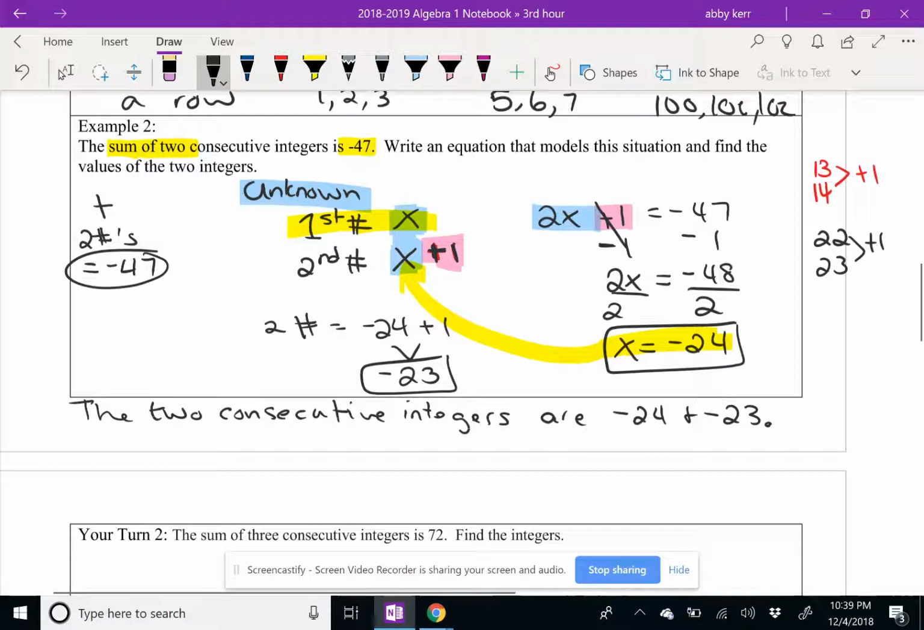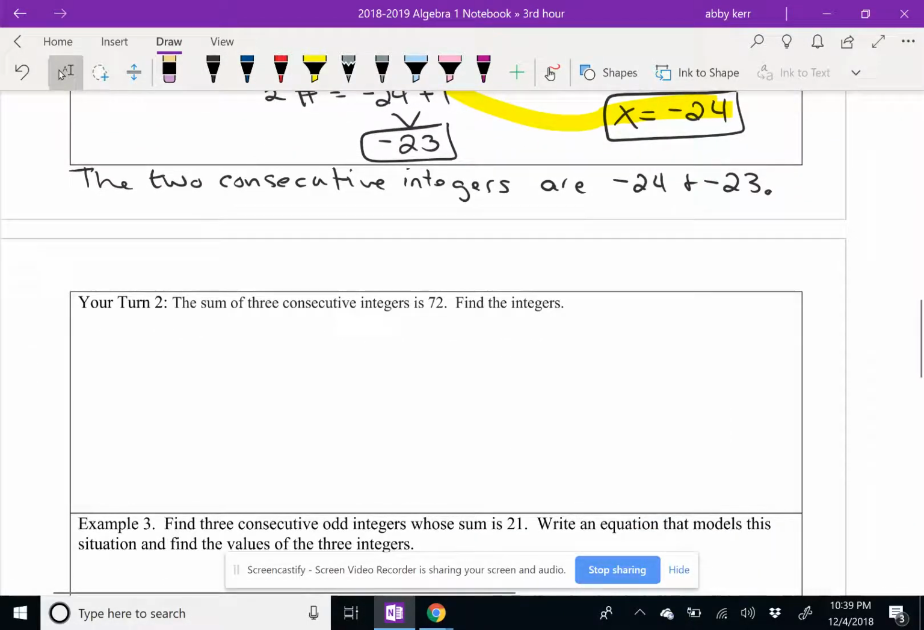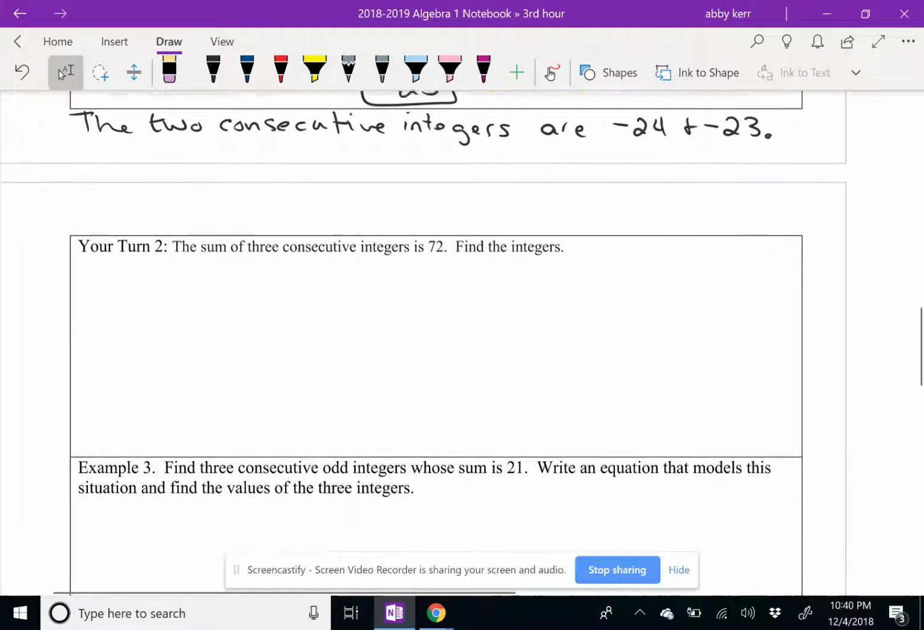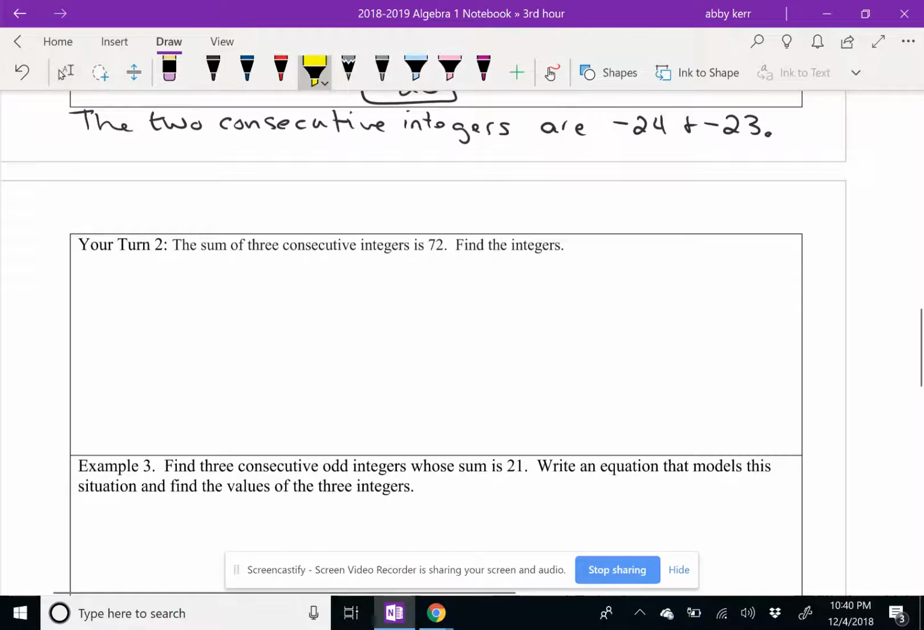Now, dealing with negative numbers, that's usually the most difficult for students because they tend to want to say the answer is negative 24 and negative 25. You have to be careful. When you're adding a negative and a positive, you're really subtracting and then keeping the sign of the bigger number. So for your turn, it's very similar, but you got to be careful. You got to read it all. The sum still means adding, but be careful here.